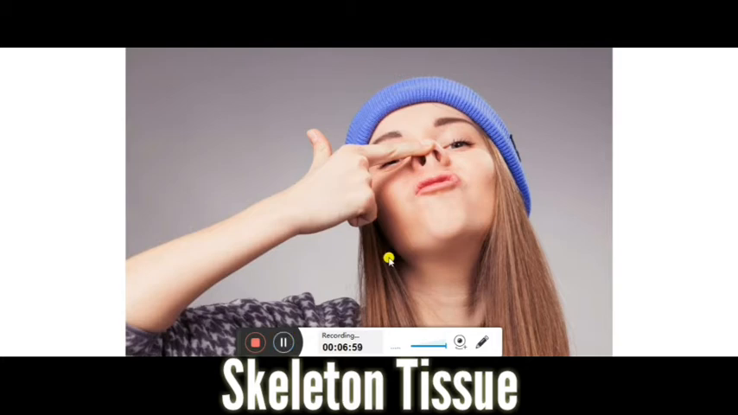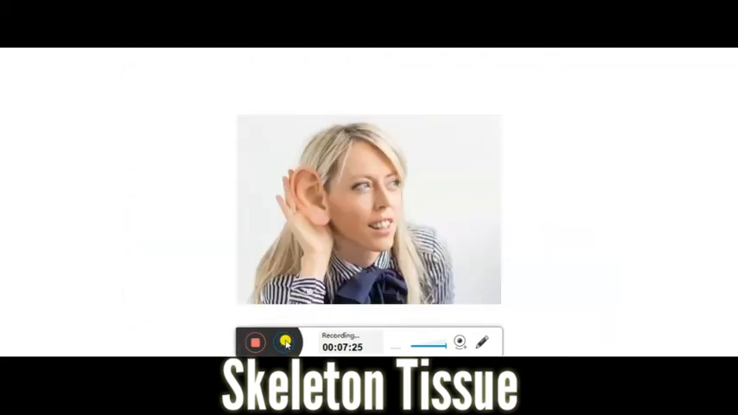Children, this picture may seem a little funny, but it is only to tell you that our nose has cartilage. Another skeletal tissue is cartilage, which is harder than muscle but softer than bone. So it can be bent very easily and folded very easily also. Some sort of movement can be seen.